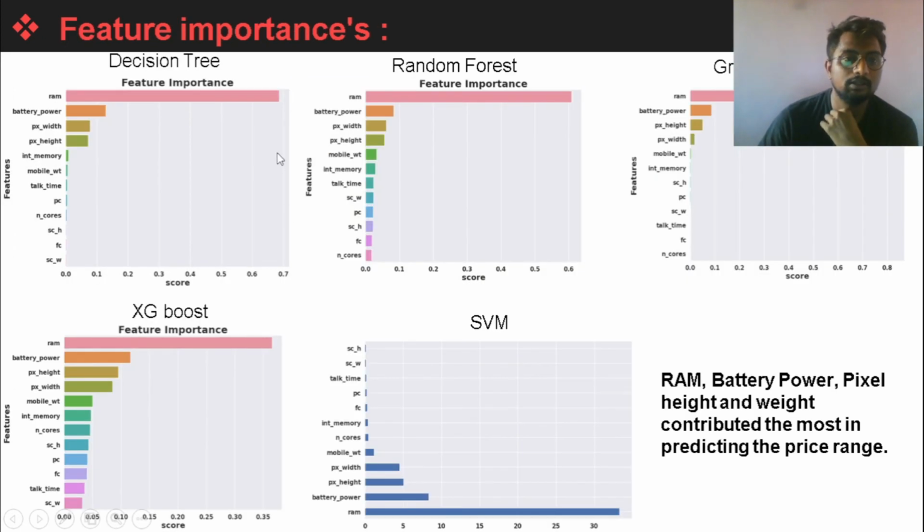So these are the feature importances. Here we check the feature importance for each model. Here we can see the RAM, battery power, pixel width and pixel height contributed the most in predicting the price range.